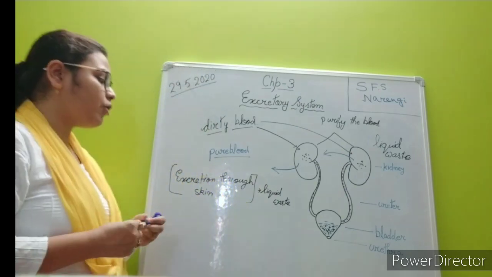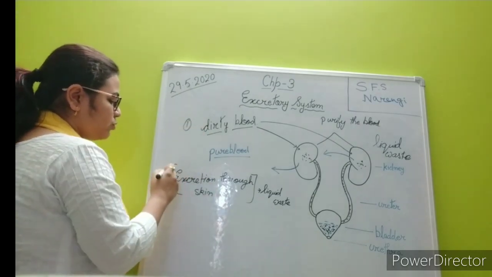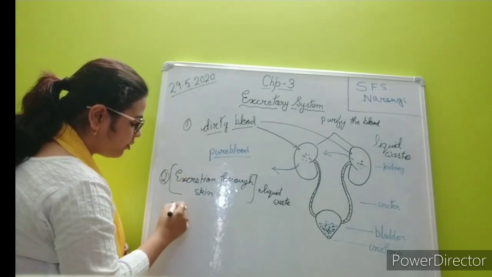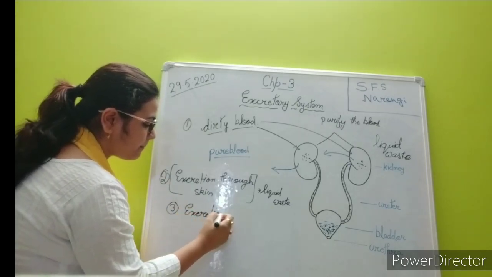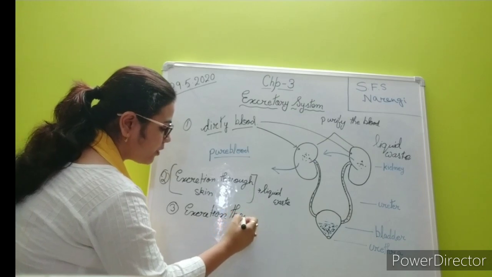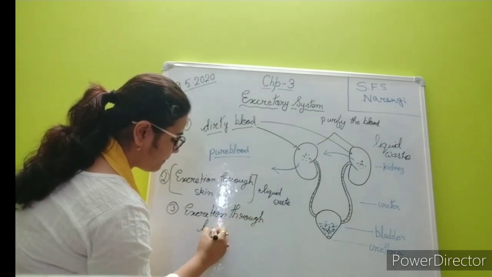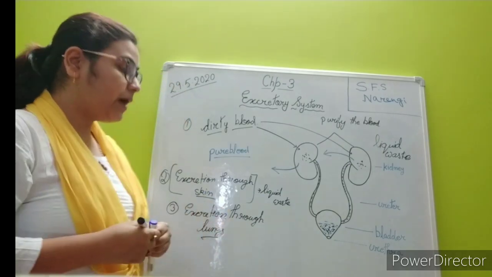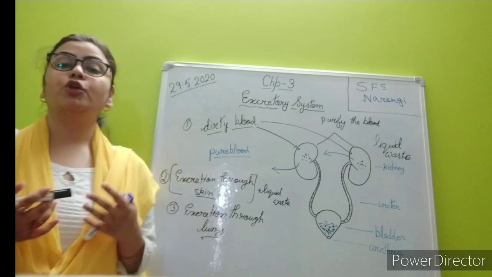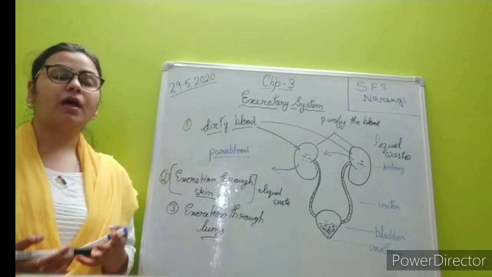Now, another form, this was 1, this was 2, and the third form of excretion is excretion through lungs. Now, how do we excrete through our lungs?